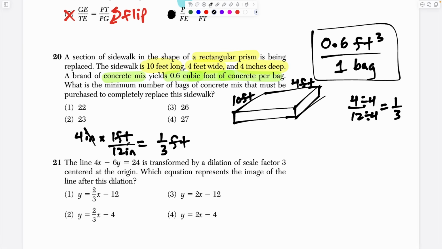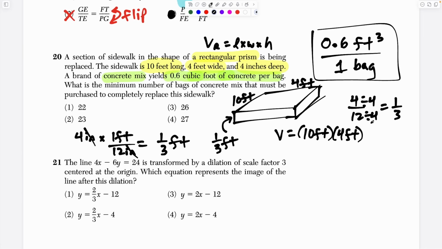Inches over inches cancels. This is using the idea of conversion factors from Algebra 1. So the other dimension here is 1/3 of a foot. The reason we want to do this is because when we find the volume, we're multiplying feet times feet times feet to get cubic feet. If you leave this in terms of inches, you're going to have square feet times inches, which is just not going to be good for this question. The volume of a rectangular prism is length times width times height. So we're going to have 10 feet times 4 feet, and then multiply that by 1/3 of a foot.